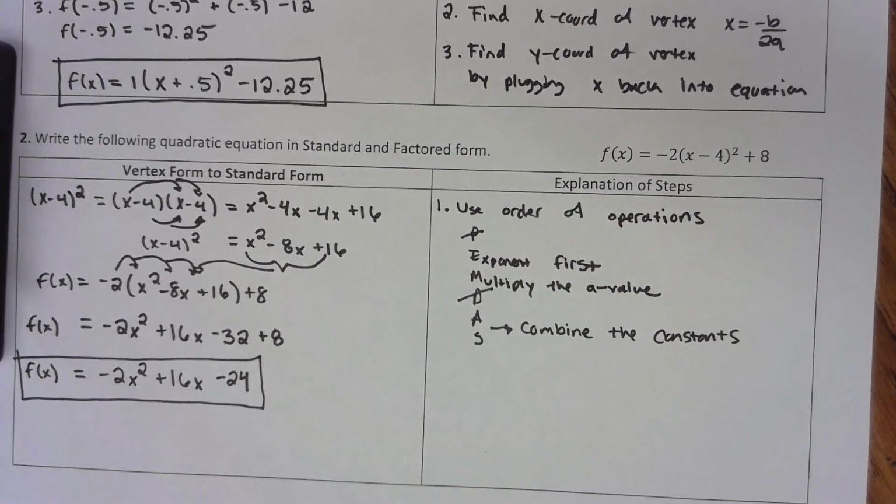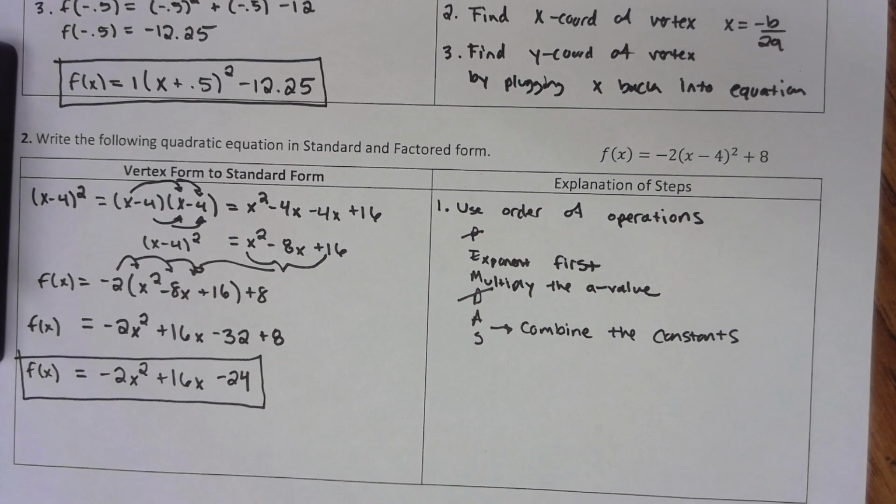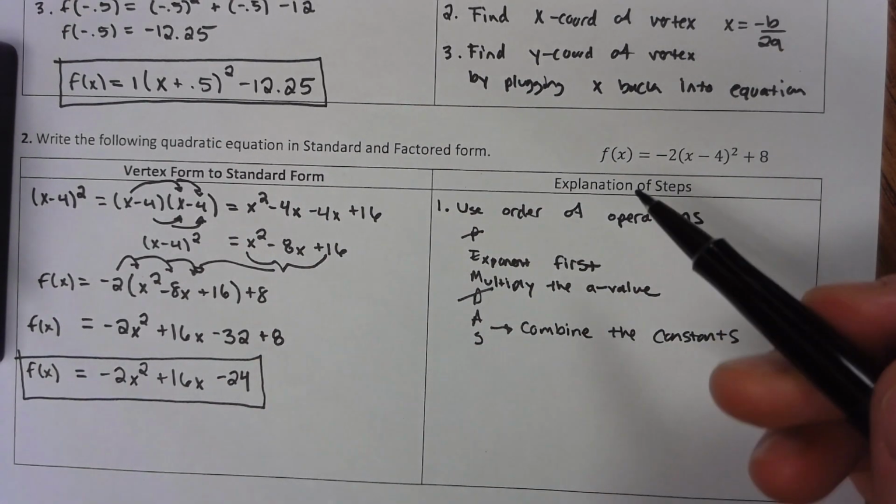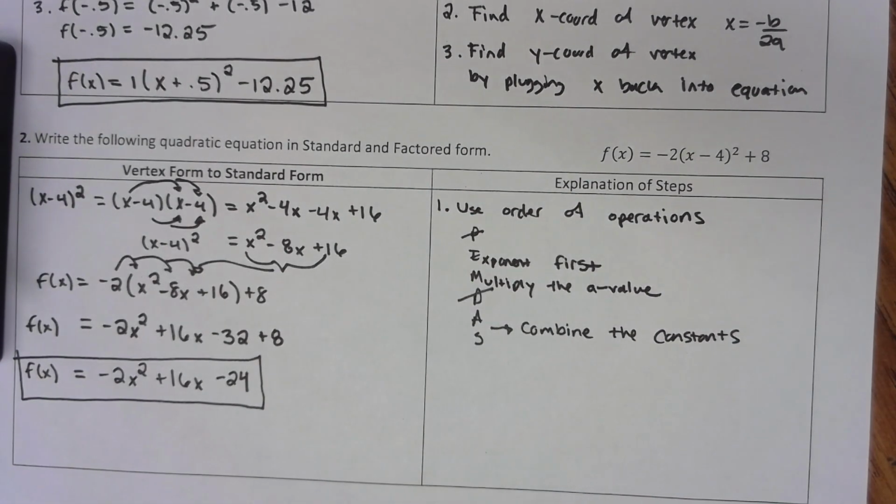All right, so again, nothing new that we did algebraically, right? It's just keeping track of the order of operations and remembering that when we square the x minus 4, it needs to get expanded out and FOIL. Okay, you can't just simply square the x and the negative 4 and call that good.